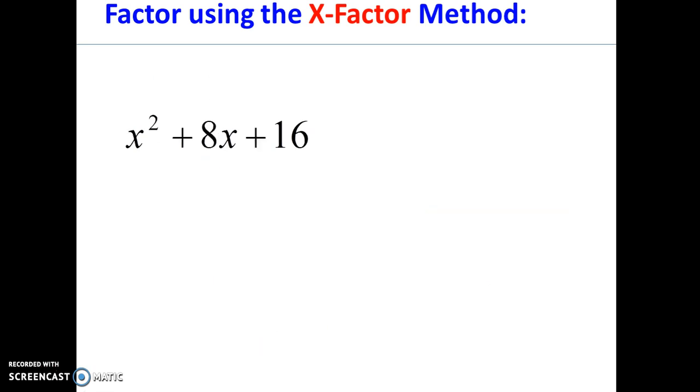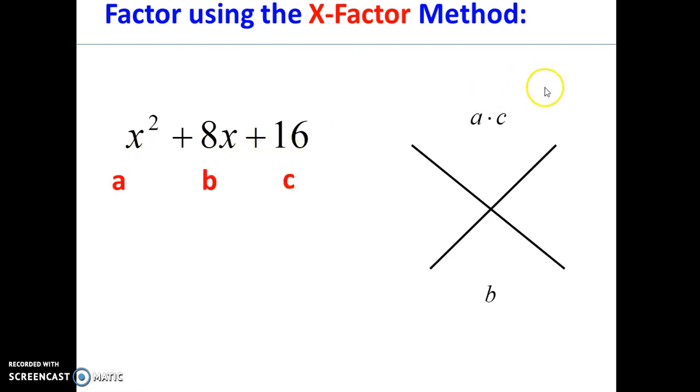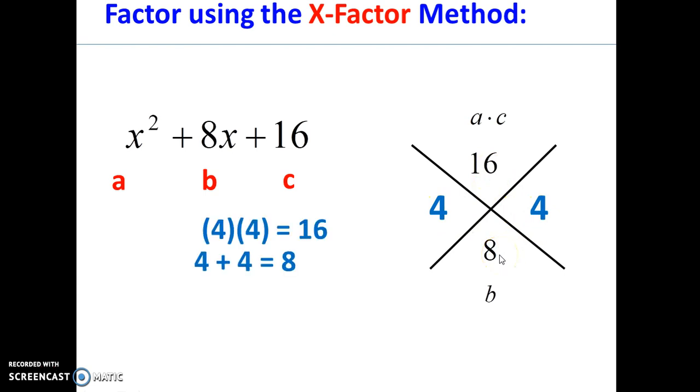Now let's look at the last one, which is a perfect square trinomial. If you forget the perfect square trinomial rule, well, this is already a trinomial, so we can go right to x factor. A, b, c, a times c on top, b on bottom. 1 times 16 is 16. On the bottom, we have a b value of 8, and then two numbers that multiply to make 16 must also add up to 8. And those two numbers are 4 and 4. 4 times 4 is 16, 4 plus 4 is 8.